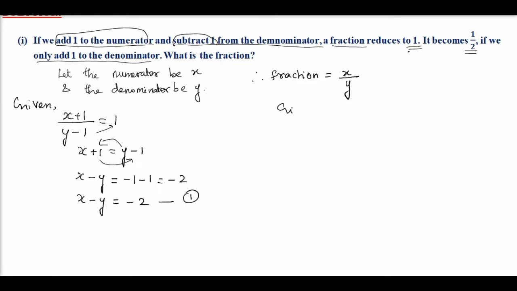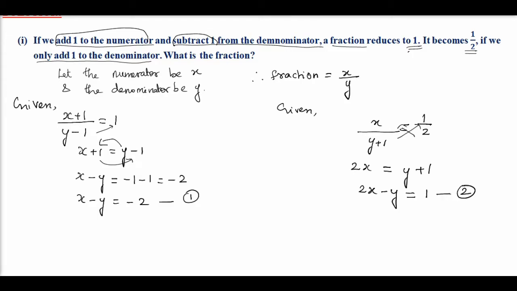Then the next condition given is the fraction becomes 1 by 2. So the fraction is going to be 1 by 2 when we only add 1 to the denominator. So we add 1 to the denominator alone. We don't disturb the numerator. So given x by y plus 1 equal to 1 by 2. Now let me cross multiply the fractions so that I get 2x equal to y plus 1. So rearranging them I get 2x minus y equal to 1. This is my second equation. So now I have formed the equations with the given situations.